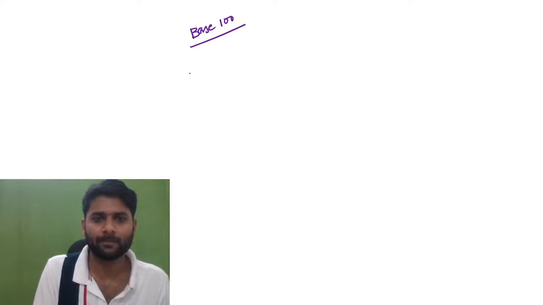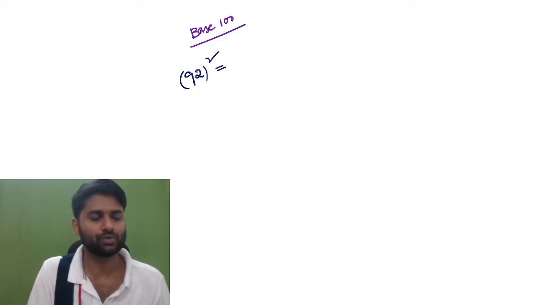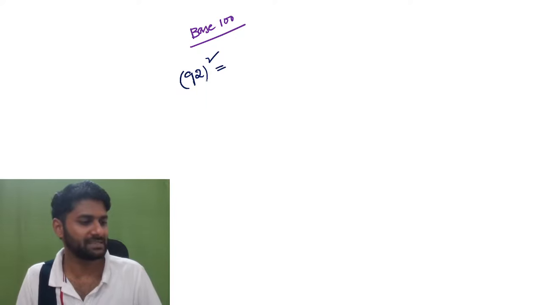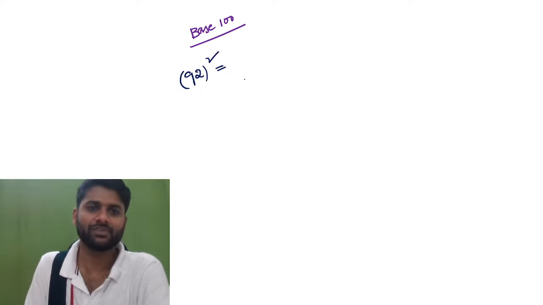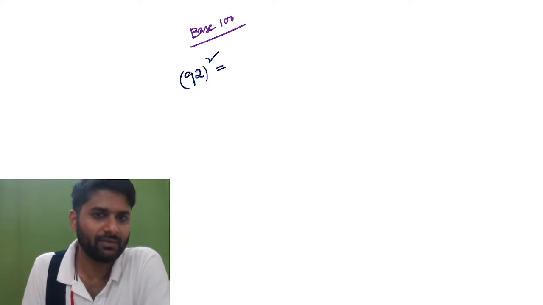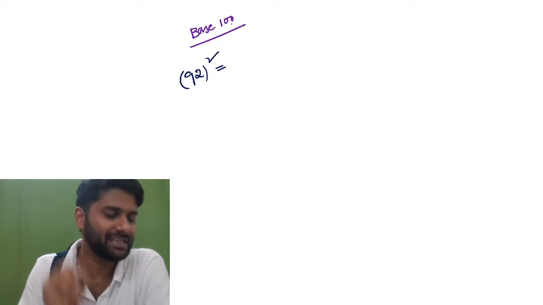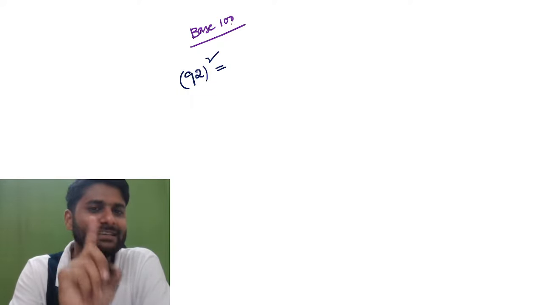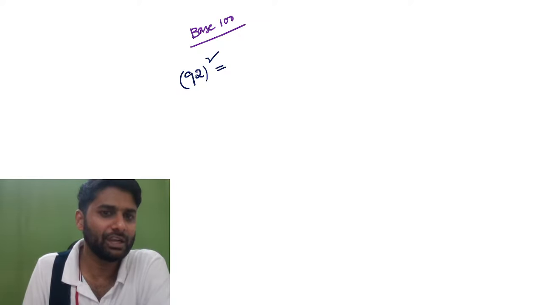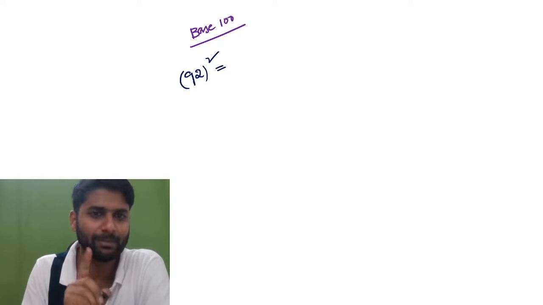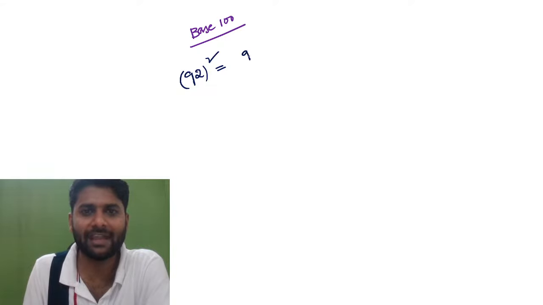Now for example, sir, how are we going to find the 92 square value? So what is this base 100 concept? Point number one, observe carefully: identify how much less than 100 is 92. You know that 92 is less than 100 by 8 units. Those 8 units you have to subtract from 92.